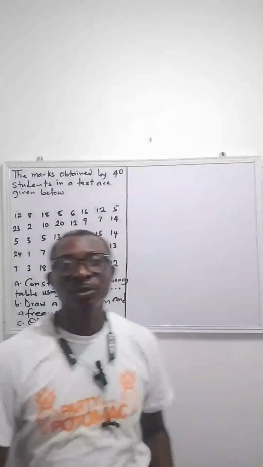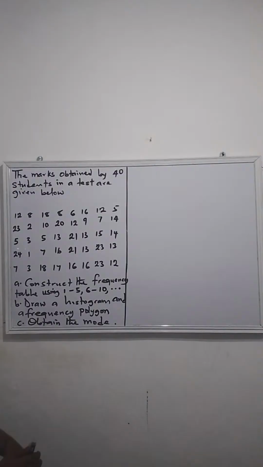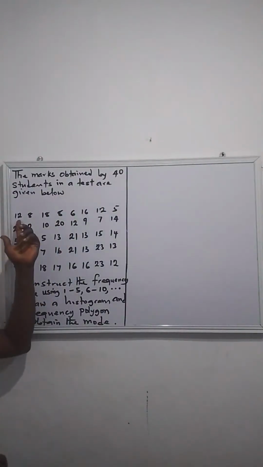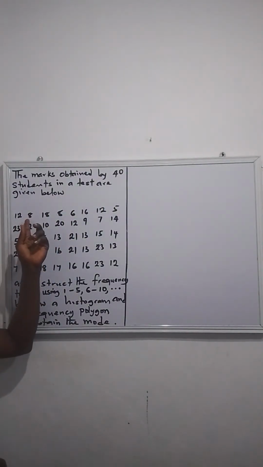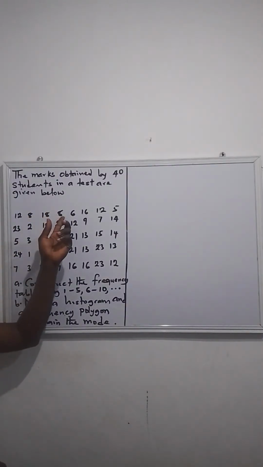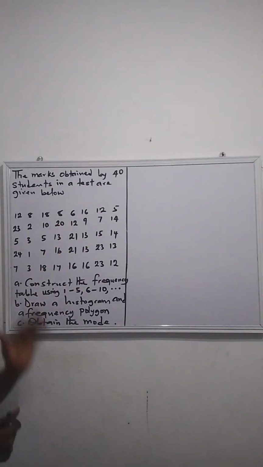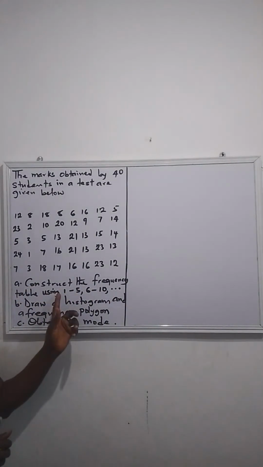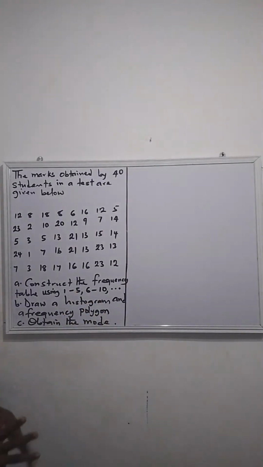All right. Let's look at the question here. The question says the marks obtained by 40 students in a class are given below. So these are the marks scored by 40 students. A student scored 12, a student scored 8, another person scored 18, another one scored 6, and so on. They are all 40 in number. Now the question wants you to construct the frequency table using the intervals 1 to 5, 6 to 10, and so on. So that's the first thing we're going to do here. Can we go on and do that?